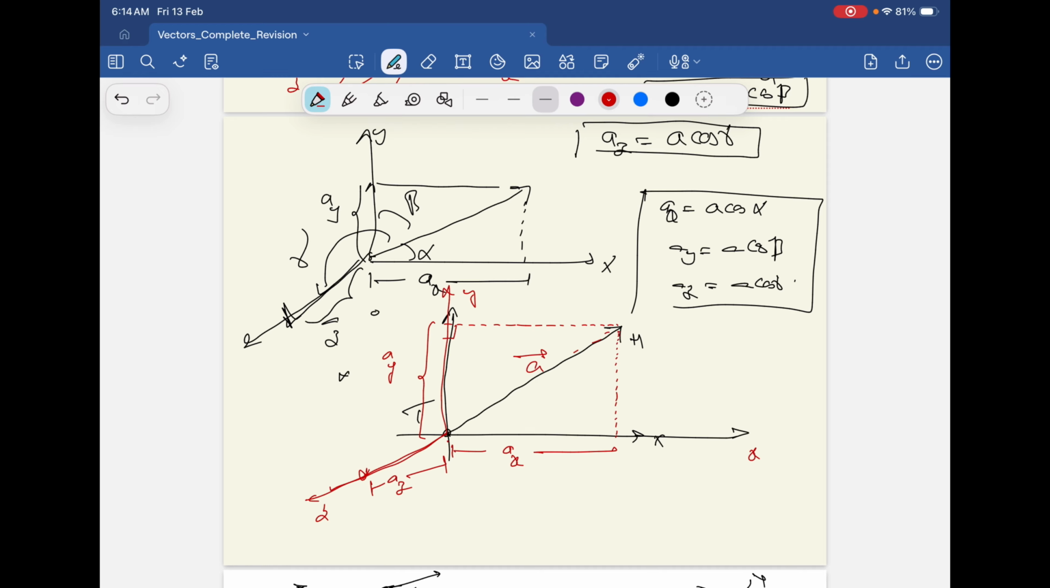Az. Then ax, ay, az are already found: a cos alpha, a cos beta, a cos gamma. If I take r cos alpha, r cos beta, r cos gamma, understanding? So these are called components of the vector.